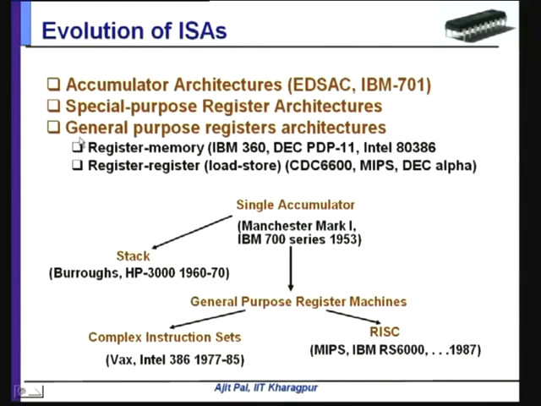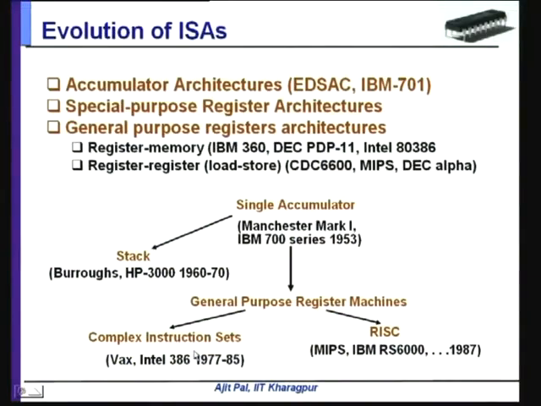Then came the era of general purpose register architecture, where it can be register memory type, that means one operand is taken from the register and the second operand is from the memory. These are known as register memory architecture. For example, processors like IBM 360, DEC PDP-11, Intel 80386 all belong to this class, where essentially one operand is taken from the register and another operand is taken from the memory, and they belong to the category of CISC architecture, complex instruction set architecture.